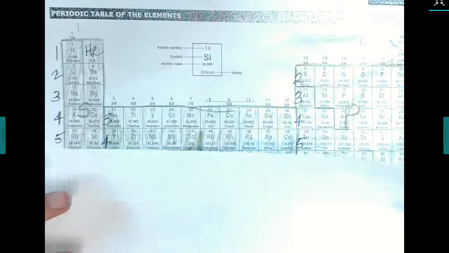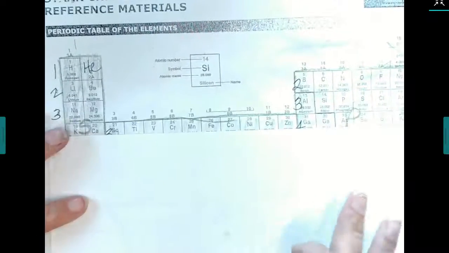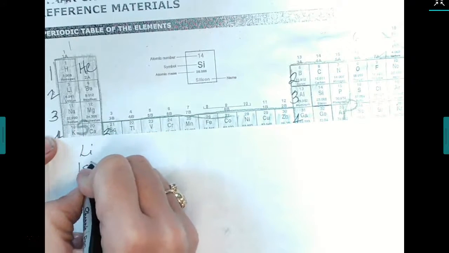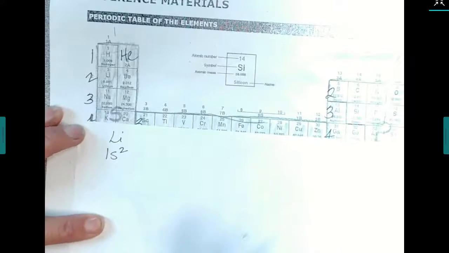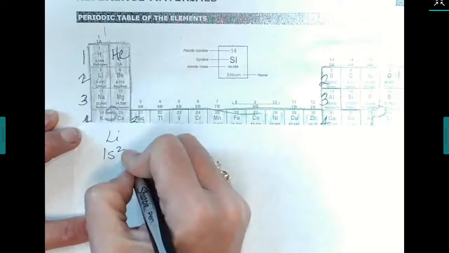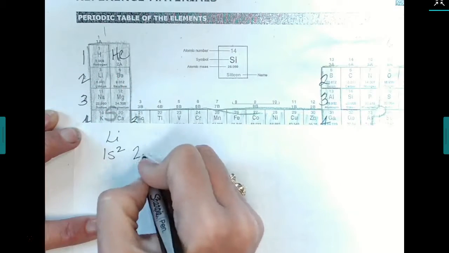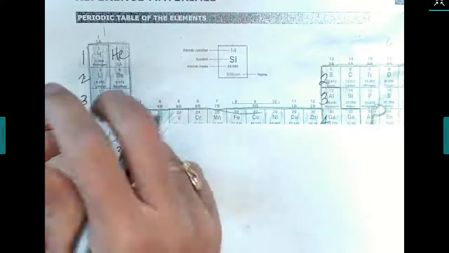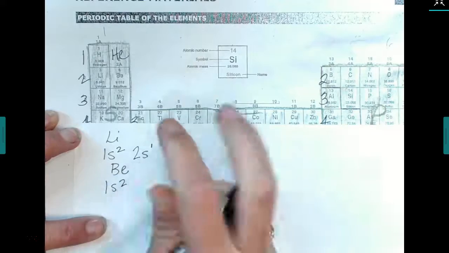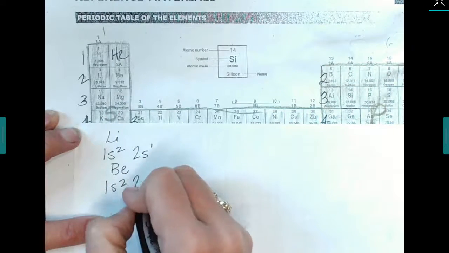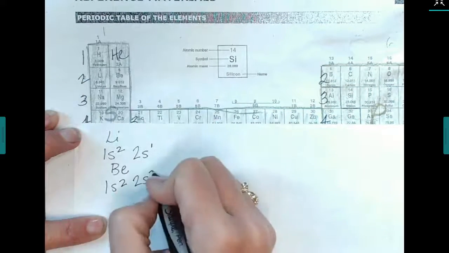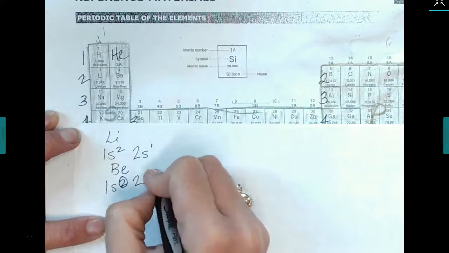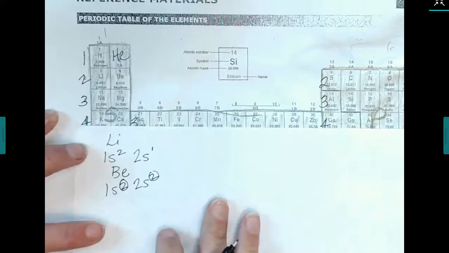So if I was going to tell you lithium, so let's write lithium. Lithium is 1s2 because we always have to start at the beginning. And then going down to energy level 2 is 2s1. Beryllium is 1s2, 2s2. You see it has 4 electrons. 2 plus 2 is 4. That's how we can check ourselves.